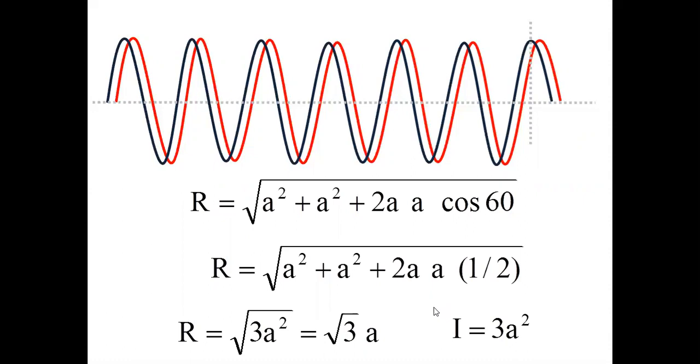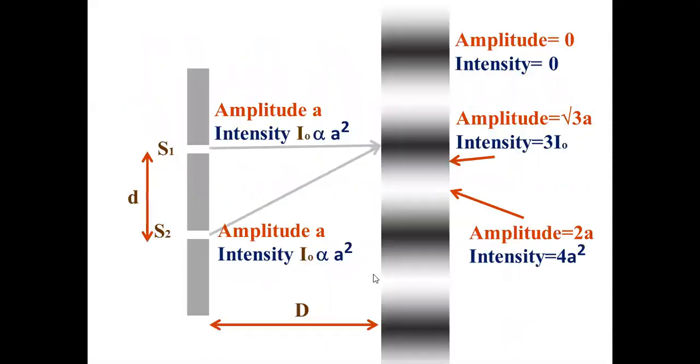Here intensity is proportional to the square of the amplitude. Of course, I wrote proportional to, not equal to. Very sorry. Intensity is proportional to 3a square. Here I wrote the direct amplitude. The amplitude of each wave is a. They superpose, so here it is neither dark nor bright. This is the place where intensity is 3I0, for amplitude root 3a. Root 3a whole square means 3a square. I0 is proportional to a square. Then 3a square is proportional to 3I0.